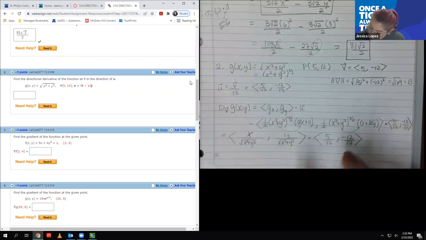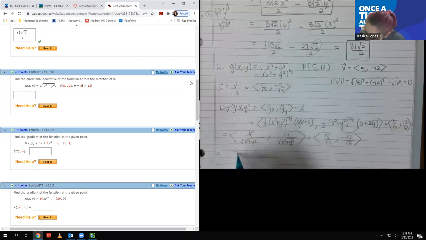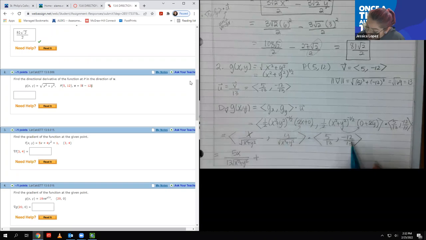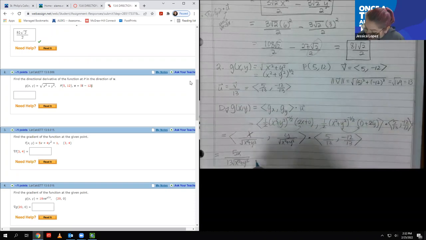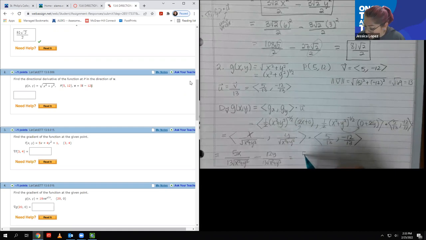So then if I dot product this, I'm going to get 5x over 13 square root of x squared plus y squared plus, actually that's going to be a negative, so plus a negative, we'll change it to a minus 12y over 13 square root of x squared plus y squared. Now they do have the same common denominator, so I can write it like this.